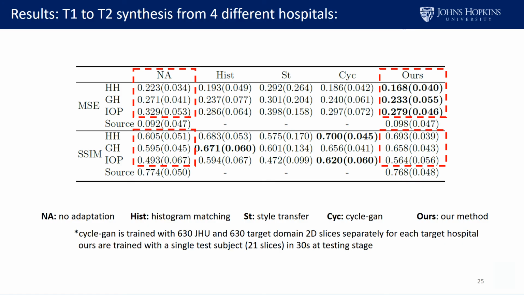This is the quantitative results of the T1 to T2 synthesis. We compare the MSE and SSIM of the synthesized T2 and the real T2. For MSE, the lower the better, while for SSIM, the higher the better. Compared with no adaptation, we achieved better results.